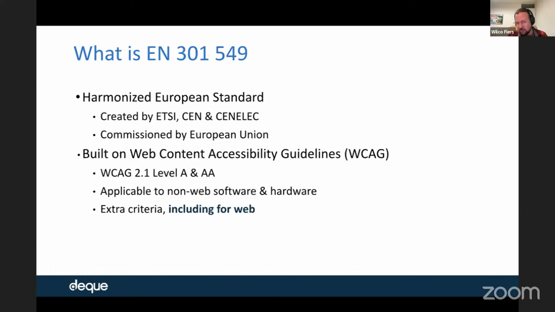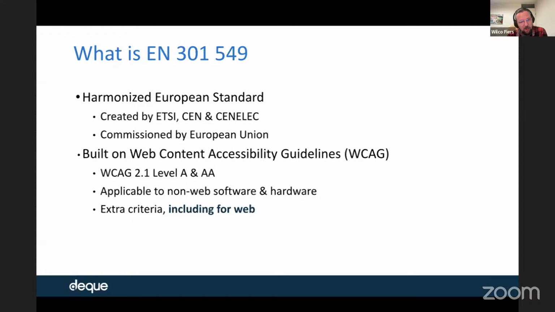EN 301 549 is a harmonized European standard. It's developed by a number of European standards bodies: ETSI, CEN, and CENELEC. This compares to the Web Content Accessibility Guidelines, which is developed by the W3C, an international standards organization. However, EN 301 549 has a lot to thank WCAG for. WCAG makes up a good part of 301 549, namely all of WCAG 2.1 level A and AA is included in 301 549.